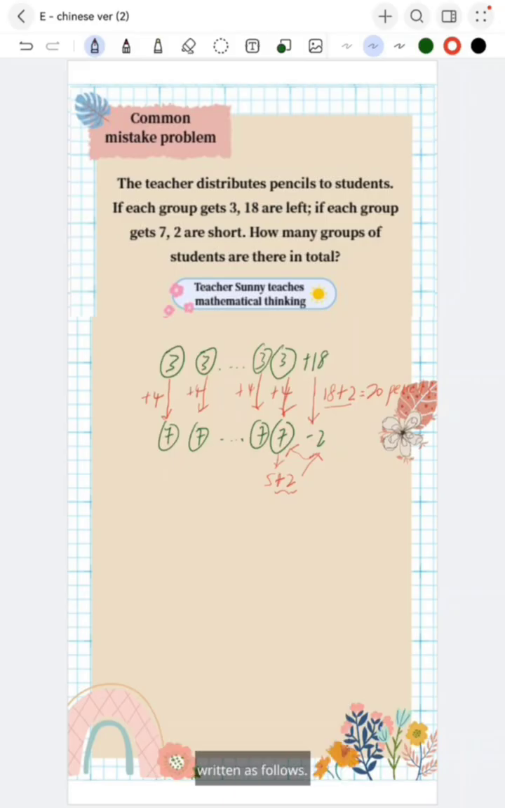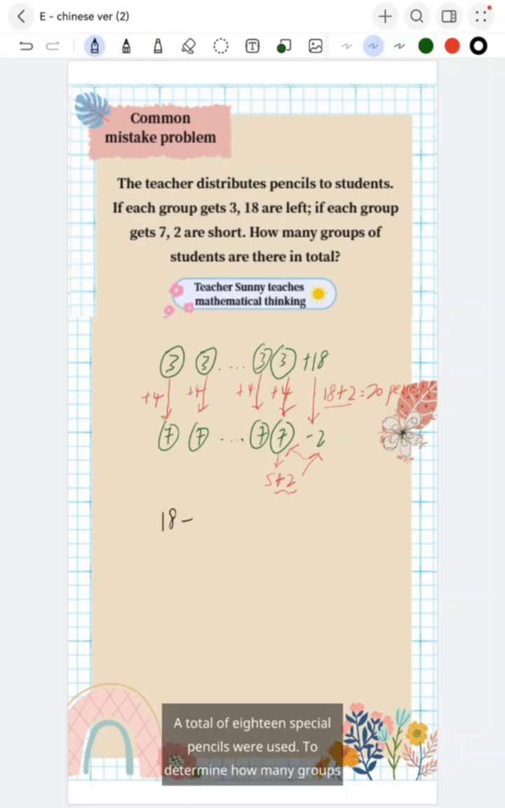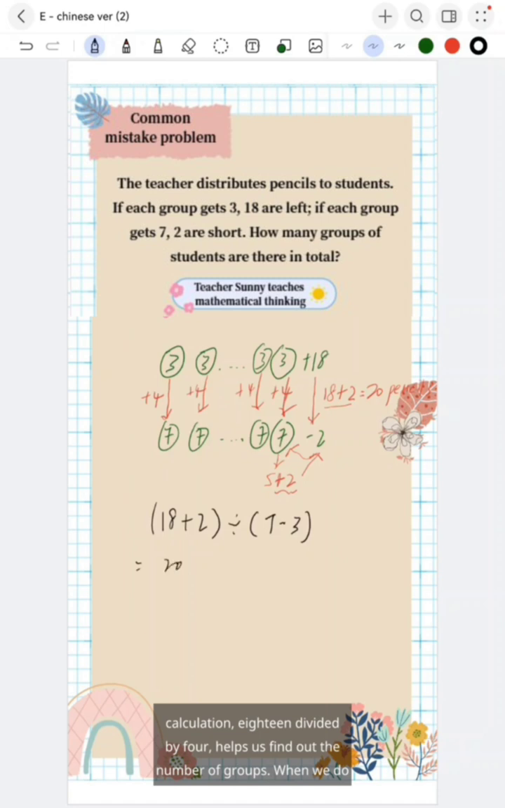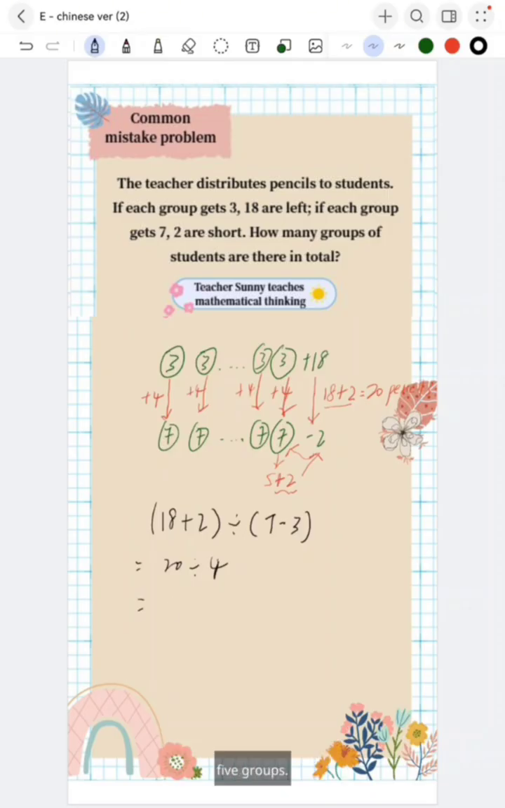Therefore, our equation can be written as follows. A total of 18 special pencils were used. To determine how many groups there are, we divide this total by the number of extra pencils each group received, which is 4. So we take 18 and divide it by 4. This calculation helps us find the number of groups. When we do this division, we get the answer, which is 5. Therefore, in total, there are 5 groups.